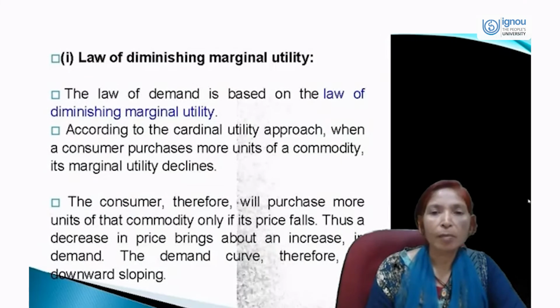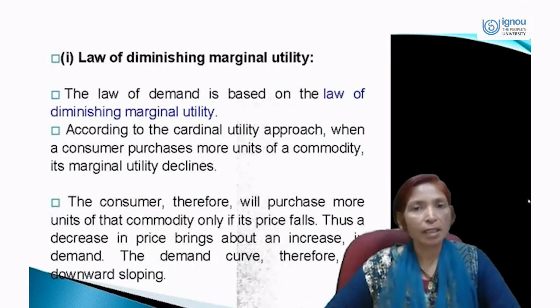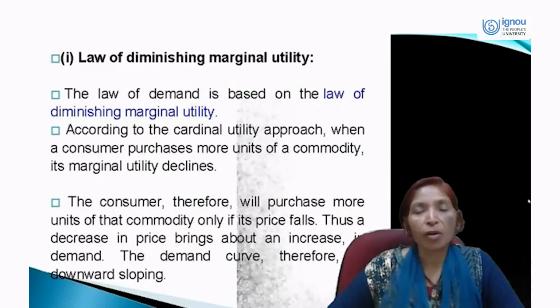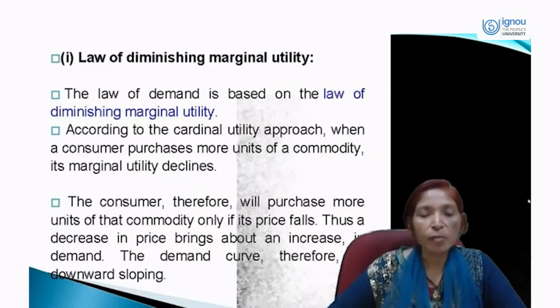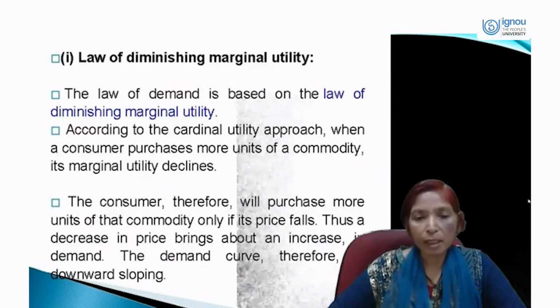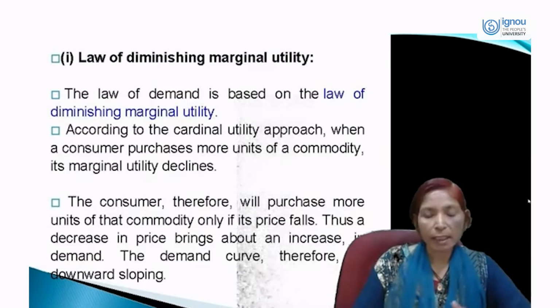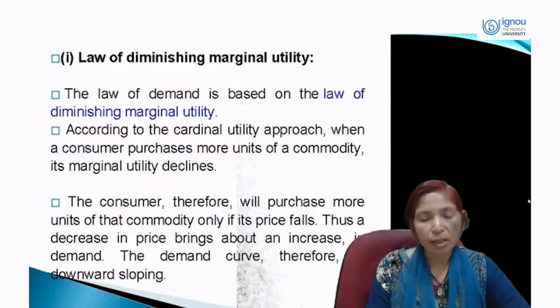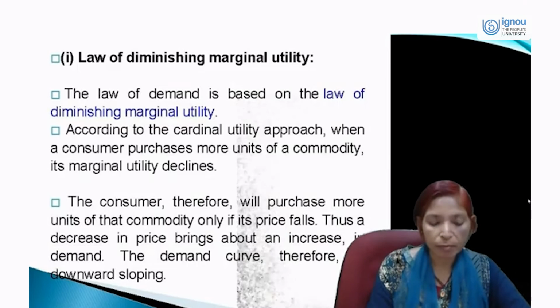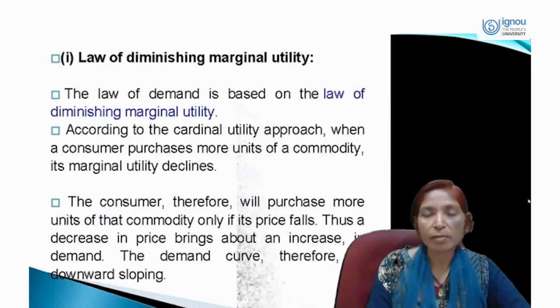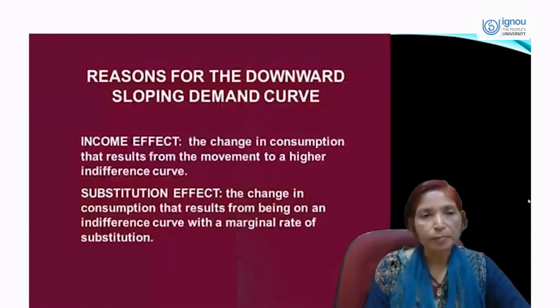Now, next is the law of diminishing marginal utility. As we discussed, this law is based on only a single commodity. When a consumer is continuously consuming a single commodity, the satisfaction which he derives from that commodity starts falling. So in this case, the demand curve slopes downward. This is the main cause behind the negative slope of the demand curve.